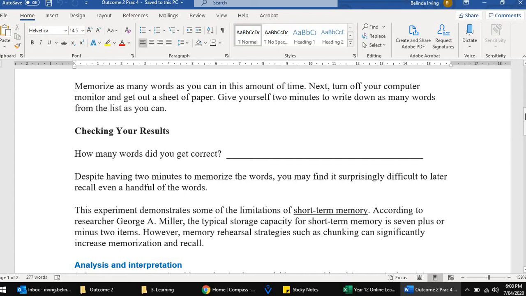You may struggle to find that you can remember all of them. Some people do, some people don't. And it demonstrates some of the limitations of short-term memory. According to researcher George A. Miller, the typical storage capacity of short-term memory is 7 plus or minus 2 items. However, memory rehearsal strategies such as chunking can significantly increase memorization and recall.